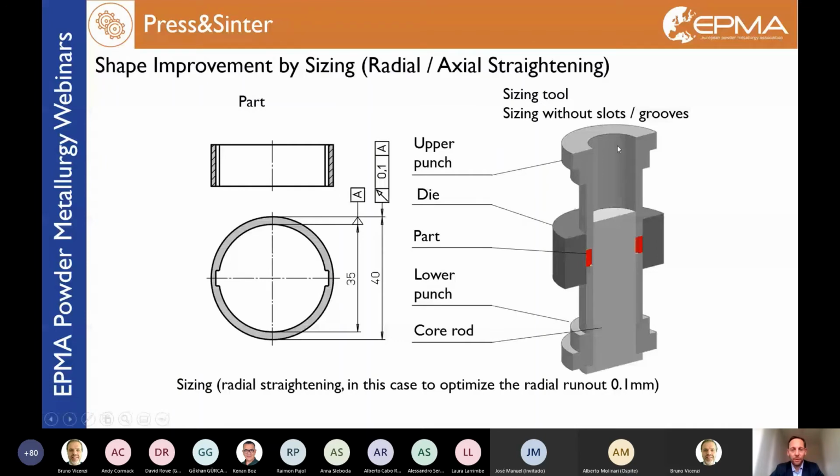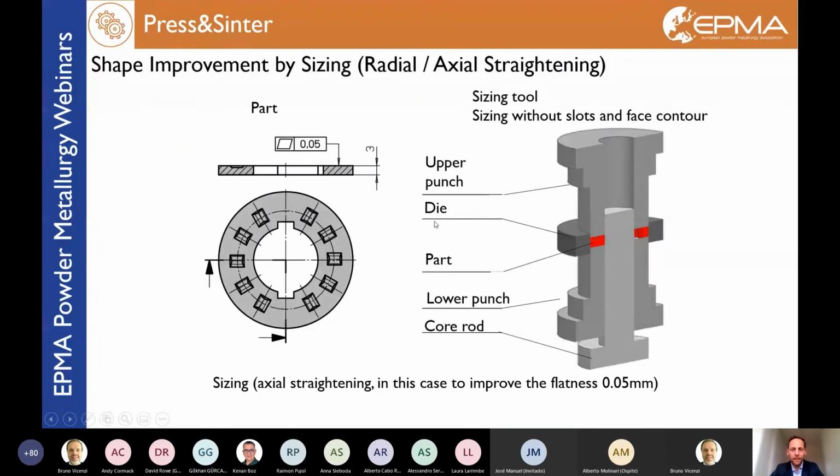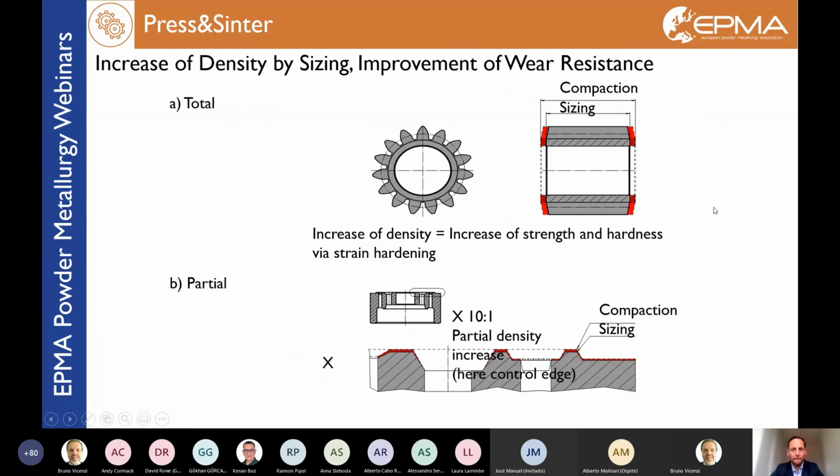This is a very thin pad, and in this case it's getting oval or deformed after the sintering, so I need to size the pad with a round sizing tool in order to have the cylinder form or the runout improvement after the sintering. This is an example from a very thin pad with a tight planarity tolerance. In this case, I can press on the pad to improve the planarity again after the sintering.